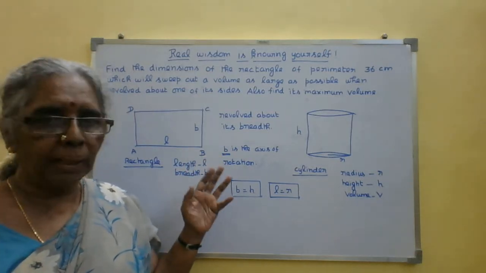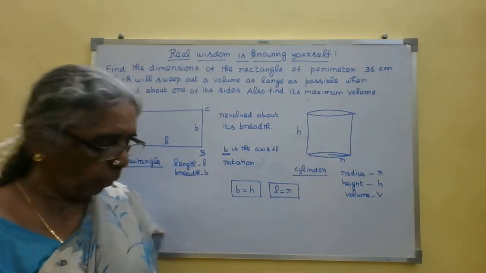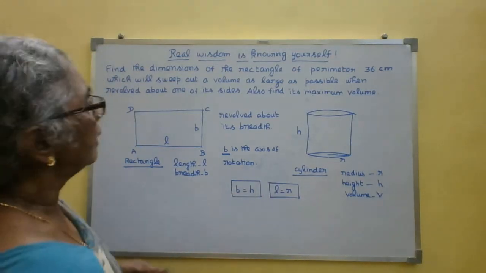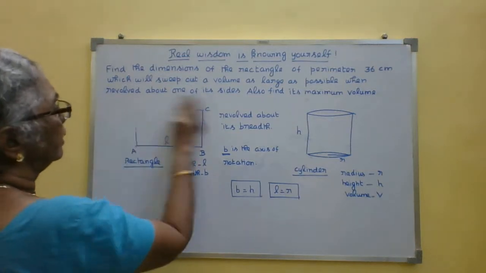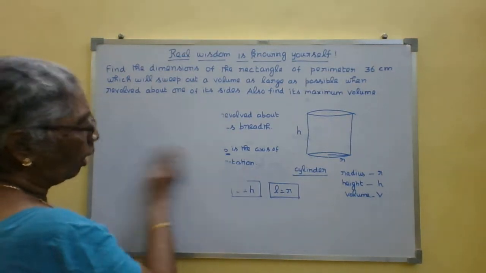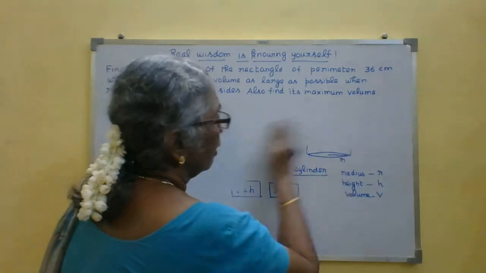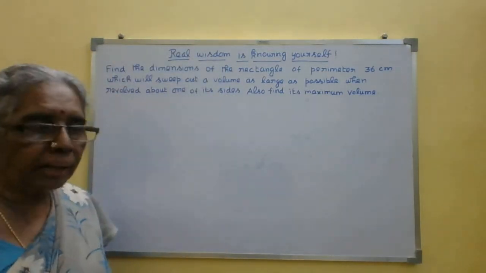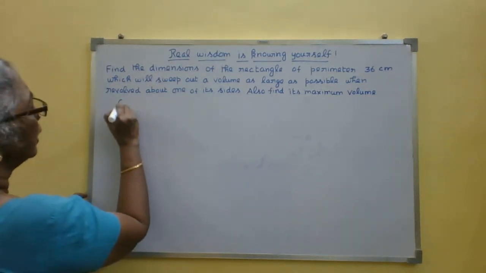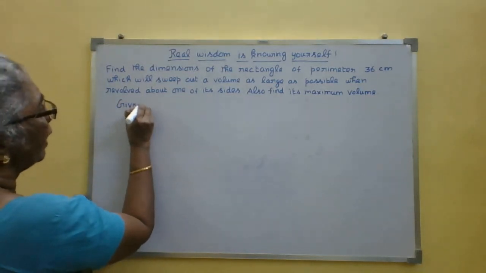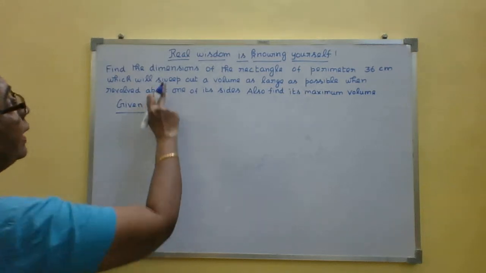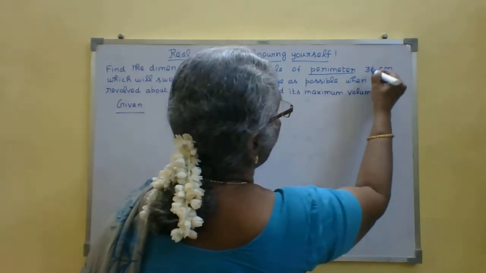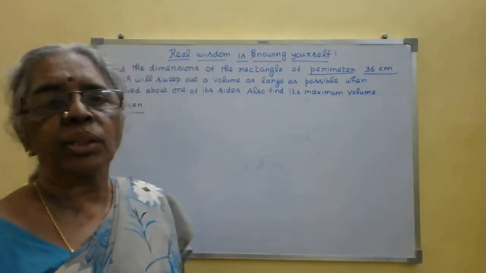So as usual, first what will we do? We will draw the figure. We will write all the letters, whatever we represent. Then we will go to the given, then to prove all those things. So now the diagram is over. The letters we have already marked. So now let me go to the side heading given. Okay. Now read it. Find the dimensions of the rectangle of perimeter 36 centimeter.